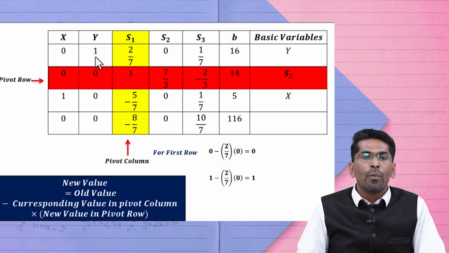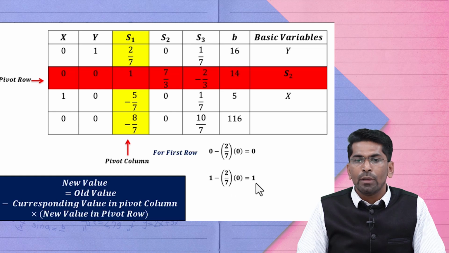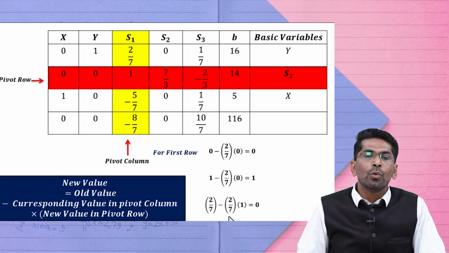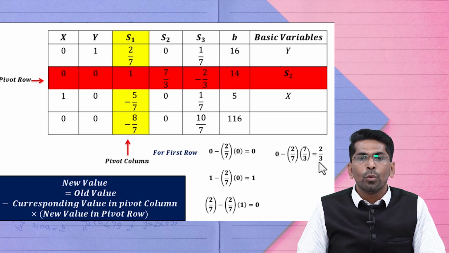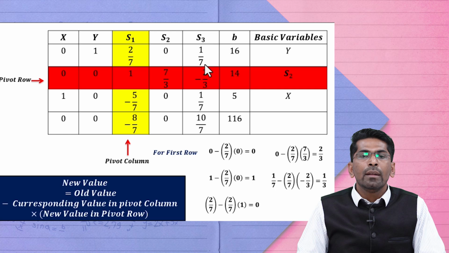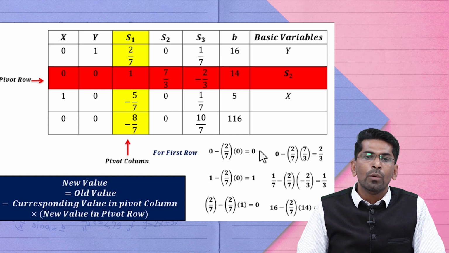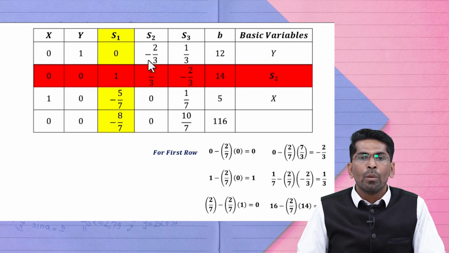Then the second one, that is 1 minus 2 by 7 into 0 which is equal to 1. 2 by 7 minus 2 by 7 into 1 which is equal to 0. Then 0 minus 2 by 7 into 7 by 3, which is equal to minus 2 by 3. Then 1 by 7 minus 2 by 7 into minus 2 by 3, which is equal to 1 by 3. Then 16 minus 2 by 7 into 14, which is equal to 12. So this first row, we are going to replace with the newly calculated values. So it will become 0, 1, 0, minus 2 by 3, then 1 by 3 and 12.